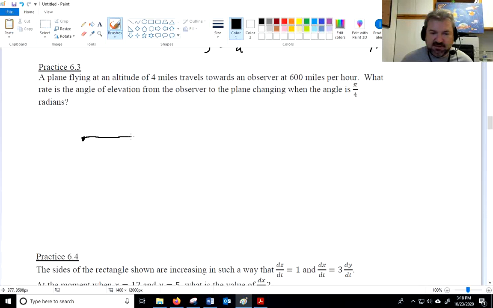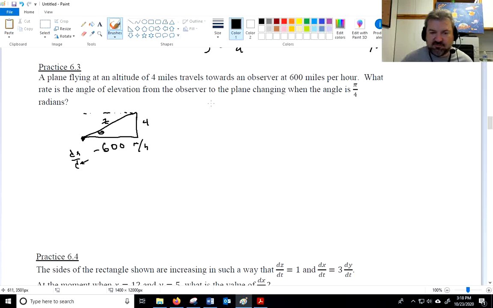All right, the plane is flying at a constant altitude, so that's going to help us in this process, right, of 4. And we're looking for this angle, but keep in mind the plane is flying at a constant altitude, so that 600 miles per hour we can actually just put right here as the rate of change in this distance. So towards the observer, so this distance is getting smaller, and that's my dx/dt, right? And then I got z here.